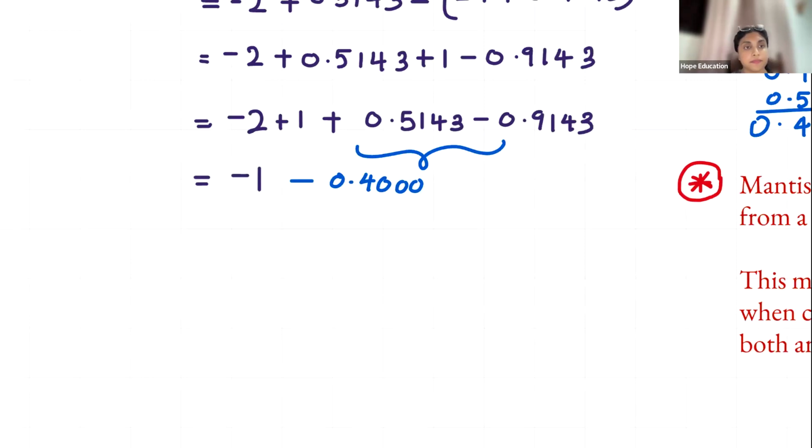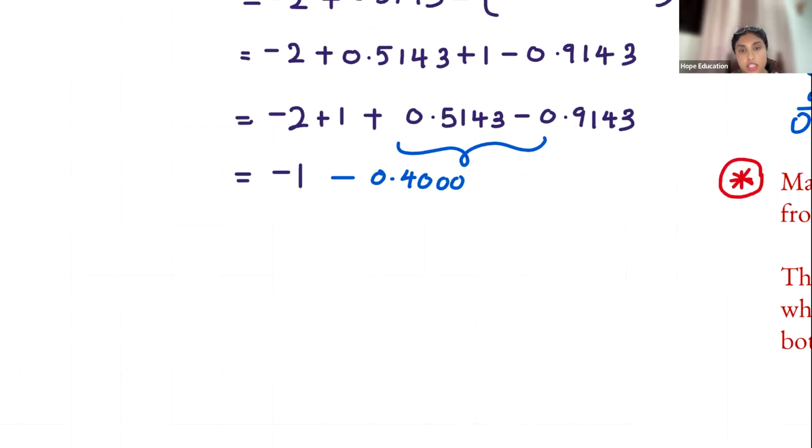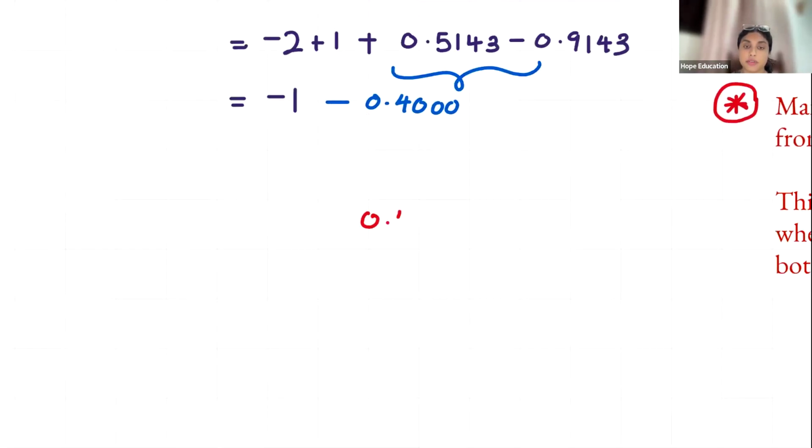Now here, to subtract 0.4, what is the whole number closest to it, greater than it? If I want to subtract 0.4 from a whole number, what is the whole number that is greater than 0.4 but closest to 0.4? It is 1. The whole number from which we can subtract 0.4 is 1. So this is what I do.